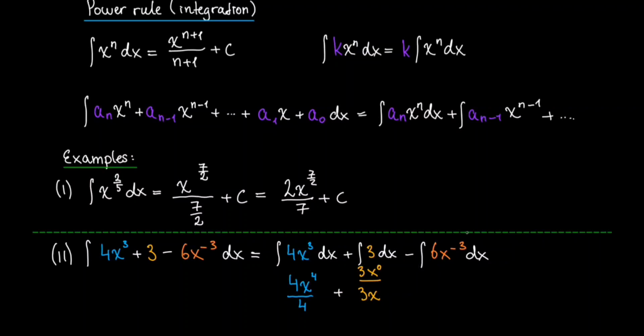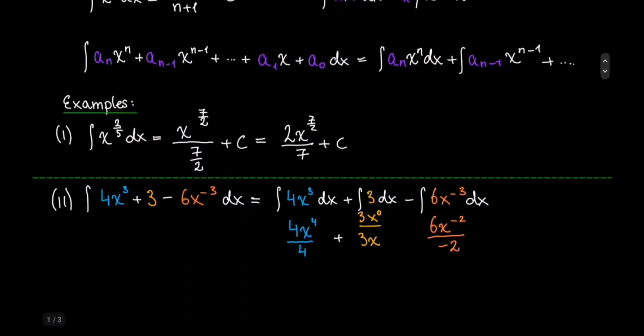And finally, we have the last term. So for the negative powers, we can also apply the same power rule. What we get is going to be 6x to the power of negative 3 plus 1, which would give us negative 2, and then we divide it by negative 2.